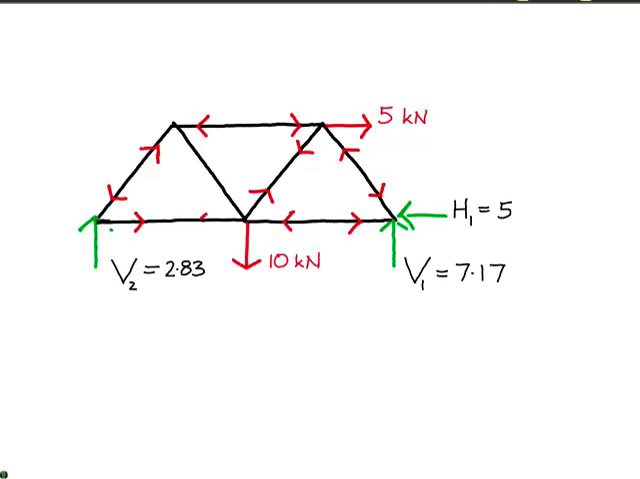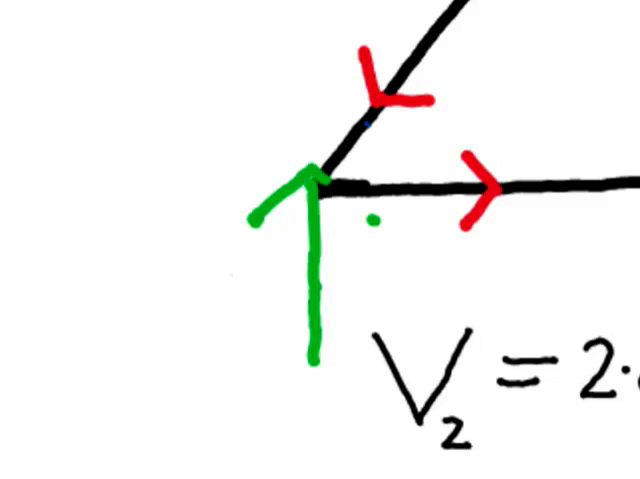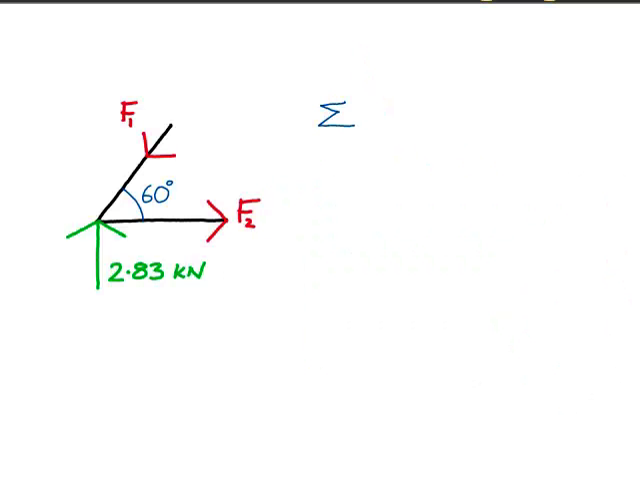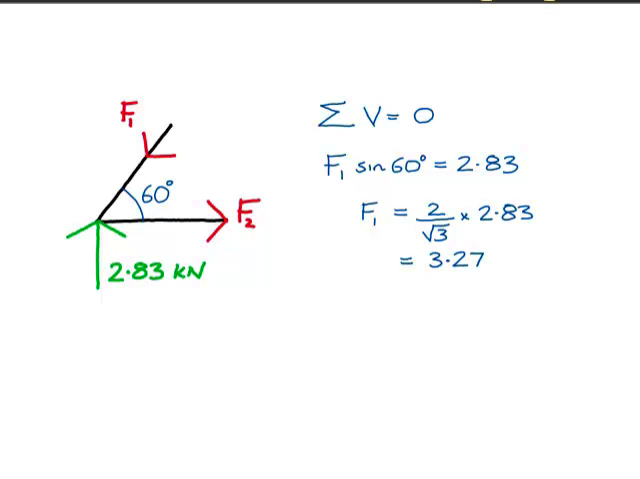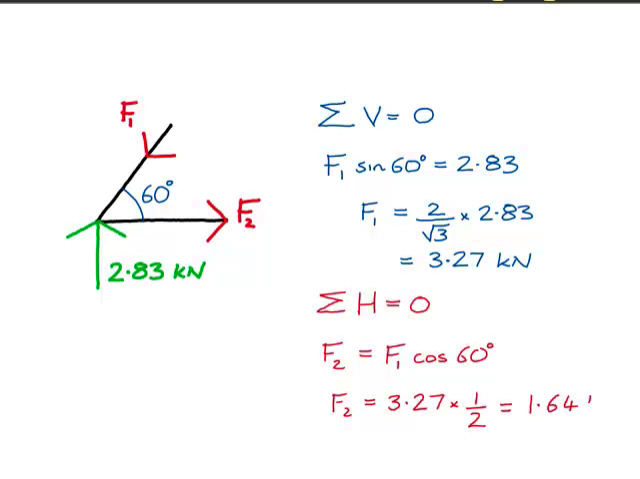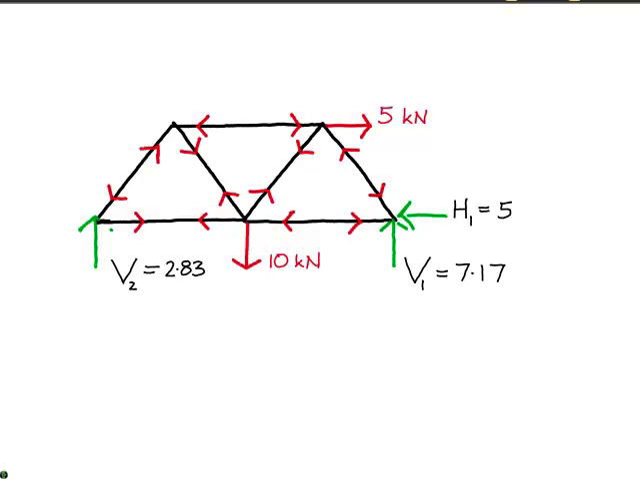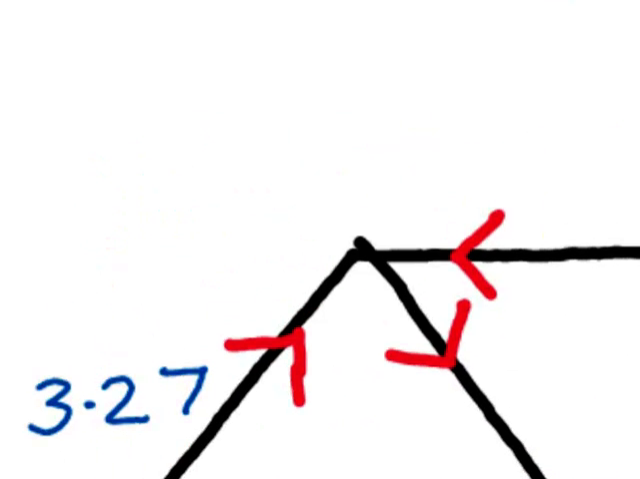We will first examine the joint at the left-hand support. We use vertical equilibrium to equate the vertical component of the force F1 with the vertical reaction force. We then use horizontal equilibrium to equate the horizontal component of F1 with the horizontal force F2. We've now calculated the forces in both members attached to the left-hand joint. We can now move on to look at a second joint.